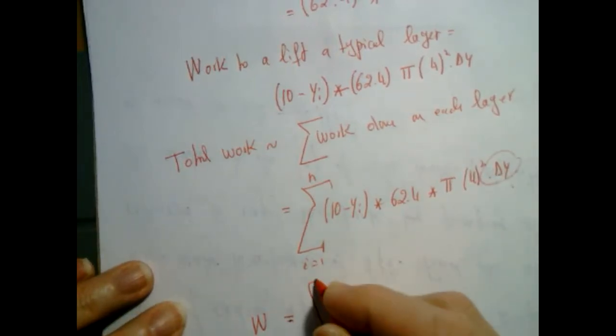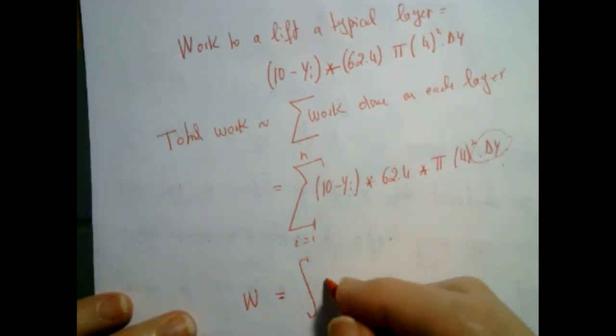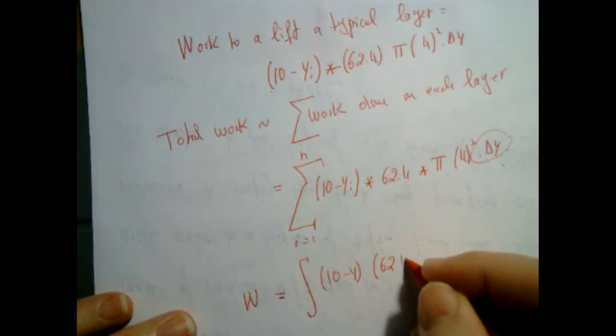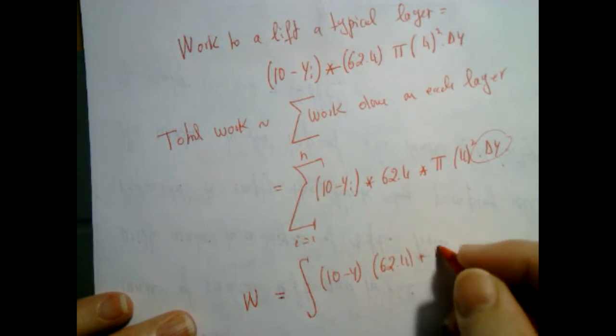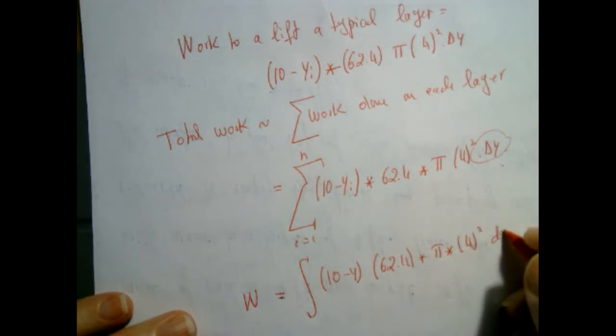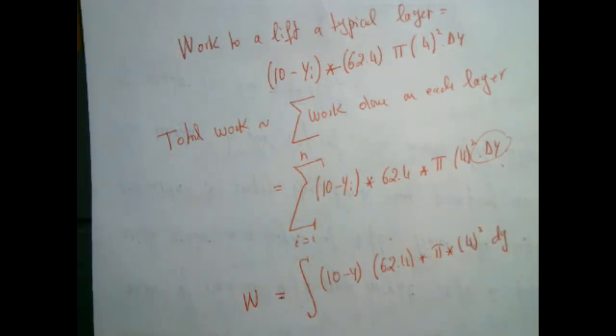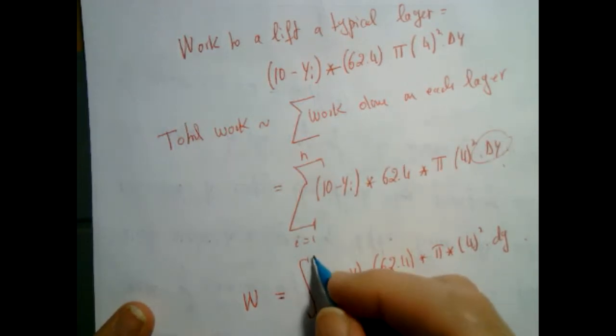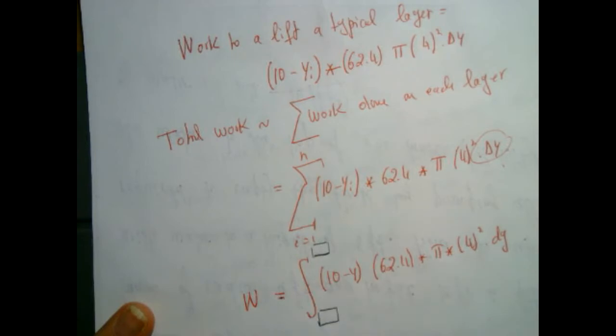So this is a Riemann sum that we're going to transform into an integral. And the integral is (10 minus y) times 62.4 times pi times 4 squared dy. And the last piece in any integral, where we're computing a quantity, is to find my limits of integration. And what are the limits of integration in this particular problem? Wouldn't it be 8 to 0 or 0 to 8? Exactly, it's going to be 0 to 8.